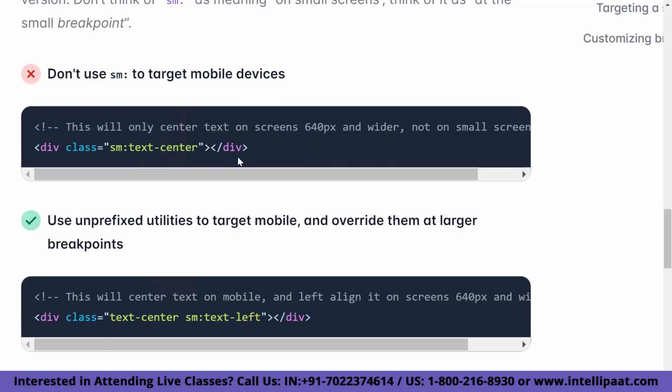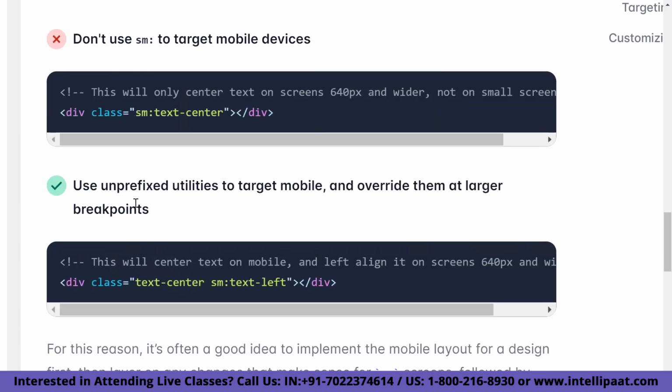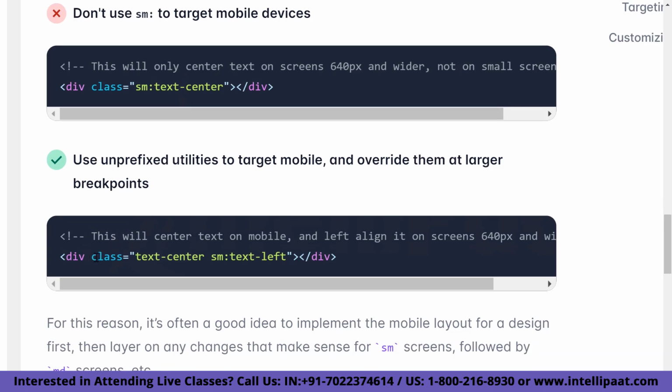Okay. So it says don't use sm to target mobile devices. If I say div class sm:text-center, this will only center text on screens 640 pixels and wider, not on small screens. So suppose someone is using a small-screen mobile, you might get a very different view, and your UI would not be so good. So what to do for the same? It says use unprefixed utilities to target mobile and override them at larger breakpoints. Suppose you have written div class text-center and sm:text-left.